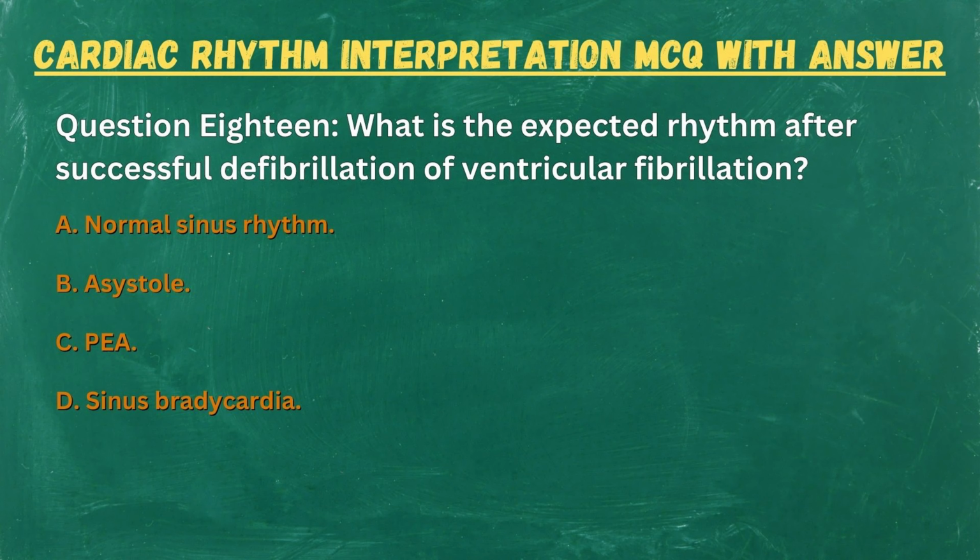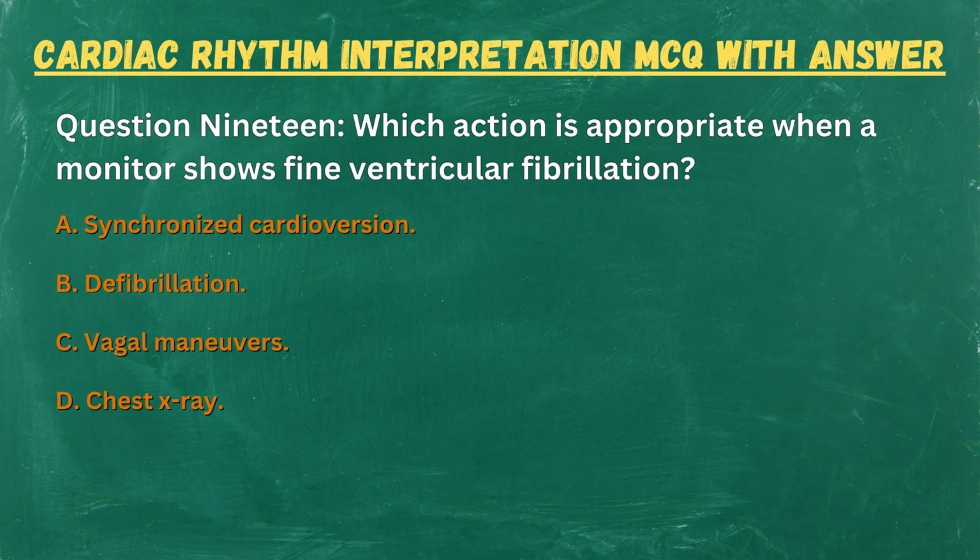Question 18. What is the expected rhythm after successful defibrillation of ventricular fibrillation? A. Normal sinus rhythm. B. Asystole. C. PEA. D. Sinus bradycardia. Answer: D. Sinus bradycardia.